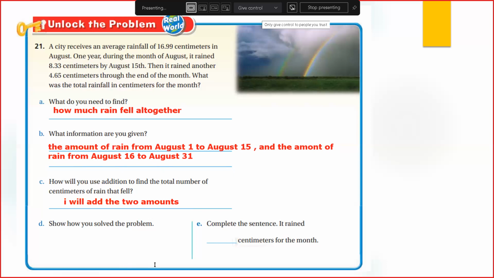Now, how you solve it? Ragad, where's Ragad? Ragad? Okay, not Ragad. Who else? Lana? Okay, Lana, answer with me.